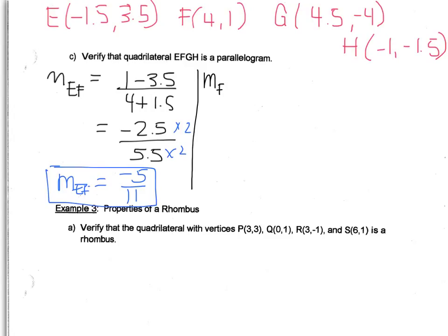If you would like to compare the ones next to each other that you think would be equal, that's also fine. So you could try E to F and then G to H if you wanted to work it that way. I'm just going to go in order just because it'll keep me organized. So F to G, rise over run, -4 minus 1 over 4.5 minus 4 is going to be -5 over 0.5. Again, I'm going to take the shortcut and I'm going to double the top and the bottom to get -10 over 1 as my slope.